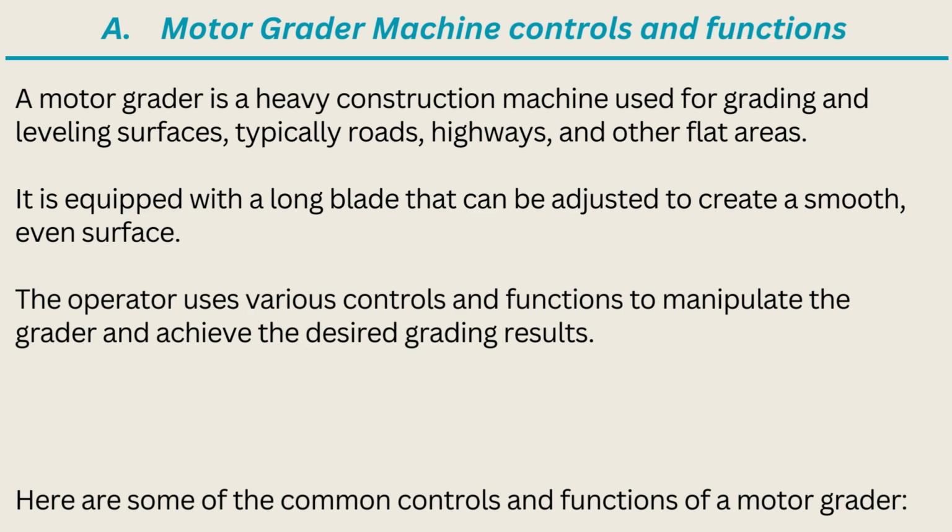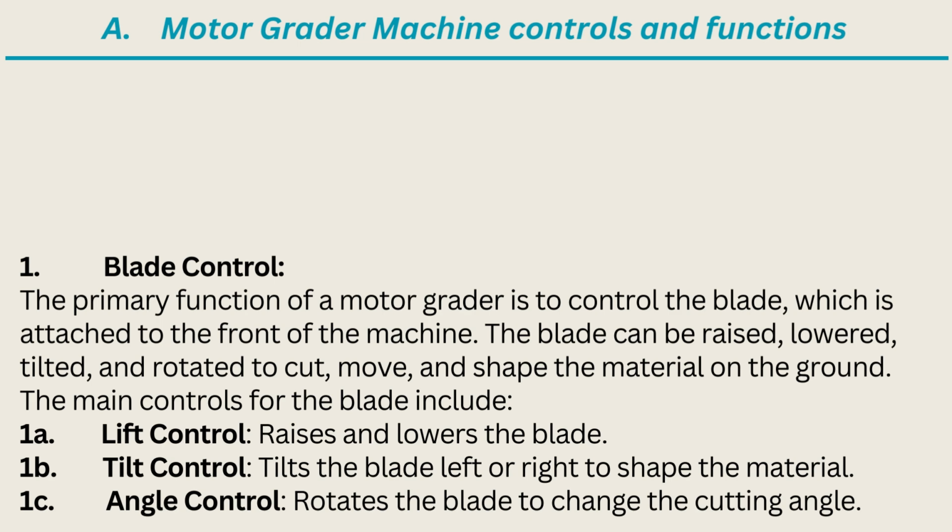Here are some of the common controls and functions of a motor grader. 1. Blade control. The primary function of a motor grader is to control the blade, which is attached to the front of the machine. The blade can be raised, lowered, tilted, and rotated to cut, move, and shape the material on the ground. The main controls for the blade include 1A. Lift control, raises and lowers the blade. 1B. Tilt control, tilts the blade left or right to shape the material. 1C. Angle control, rotates the blade to change the cutting angle.